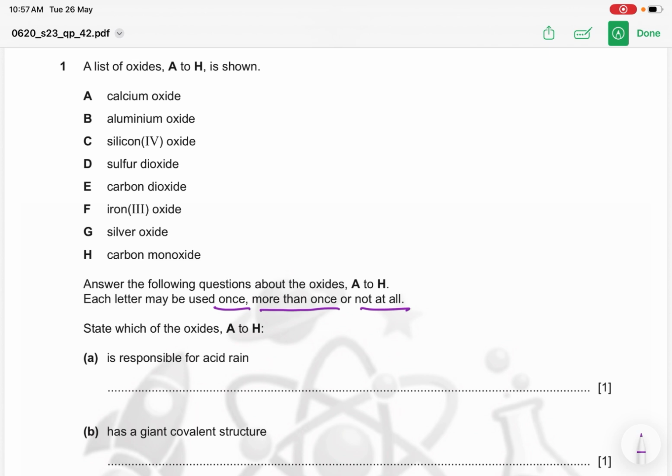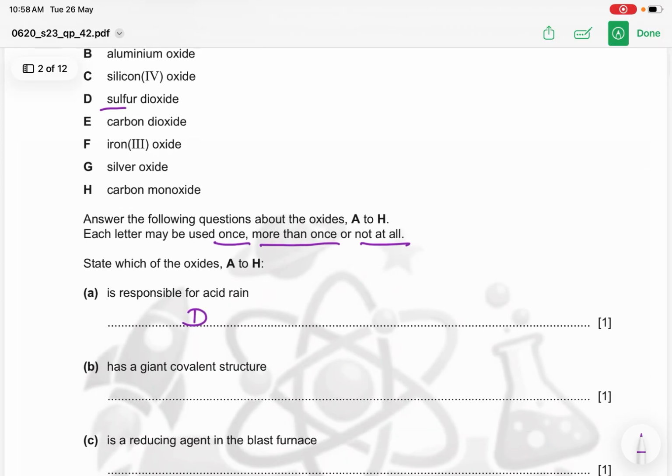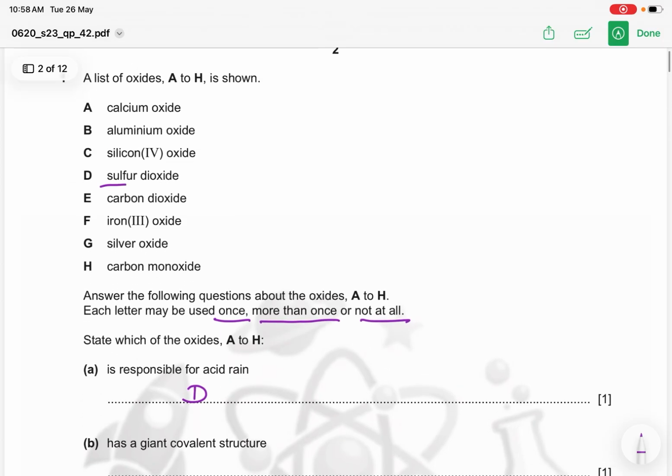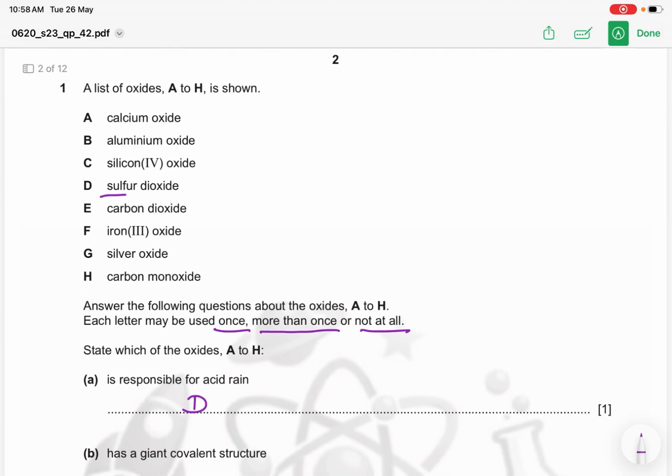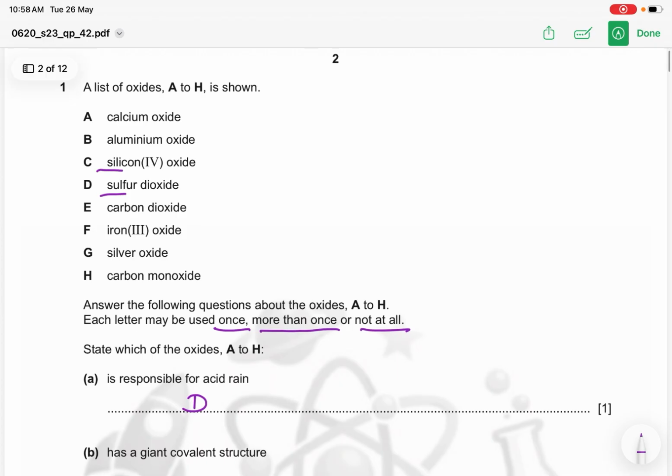State which of the oxides A to H is responsible for acid rain. So, acid rain, we have two oxides, nitrogen oxide and sulfur oxide. Nitrogen oxide is not given, but we have sulfur oxide here. So, the answer will be D. Has a giant covalent structure. We have three giant covalent structures, that is diamond, graphite, and silicon oxide. And the oxide here that we have is C.